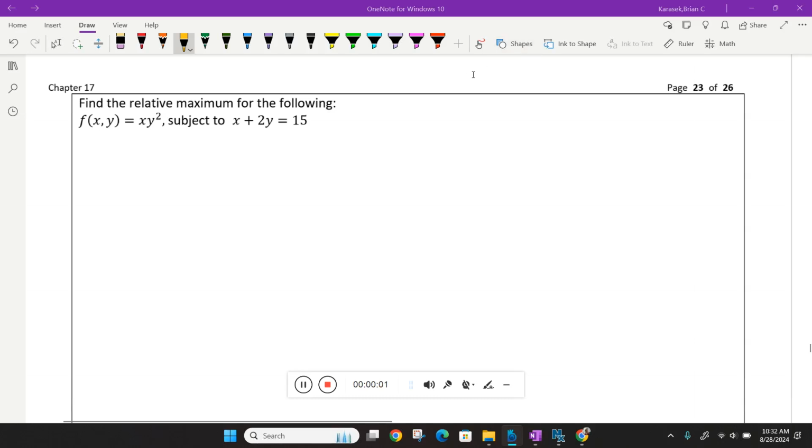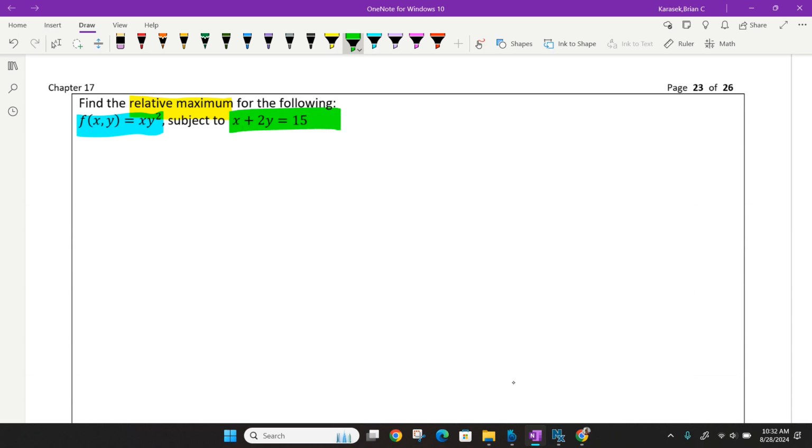All right, so welcome back. We are in chapter 17, section 4. So that means we are working with Lagrange multipliers. And so here's our next problem. Our job is to look for a relative maximum of a given function subject to a constraint.